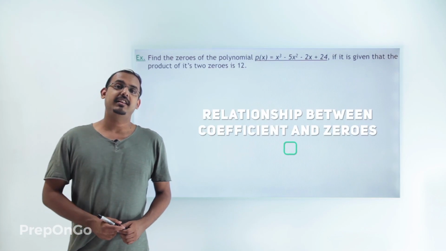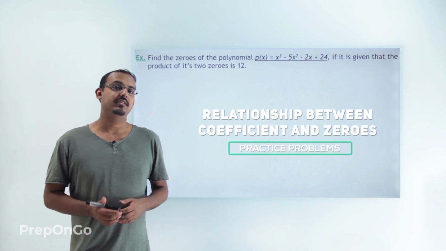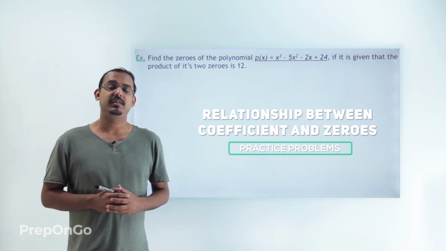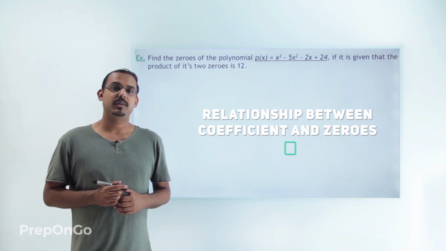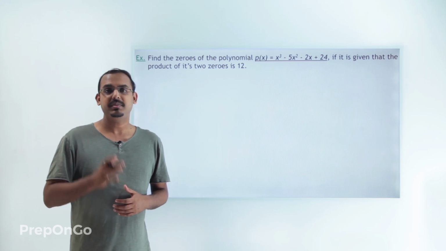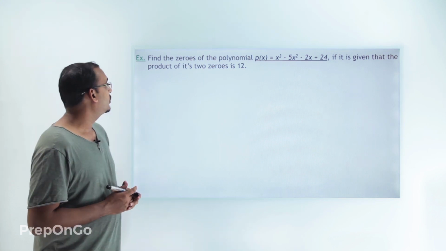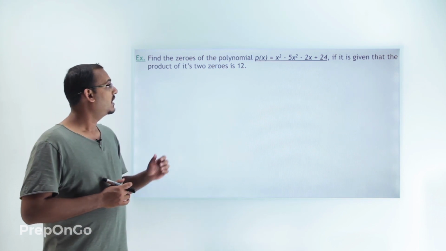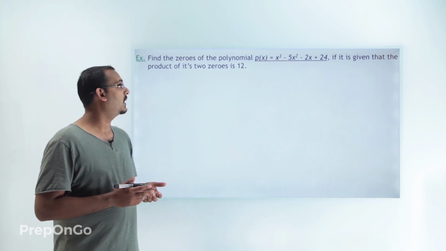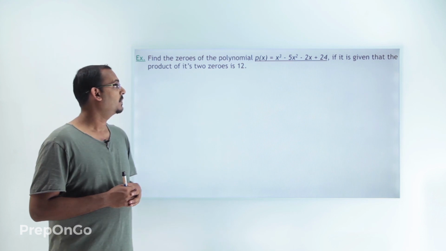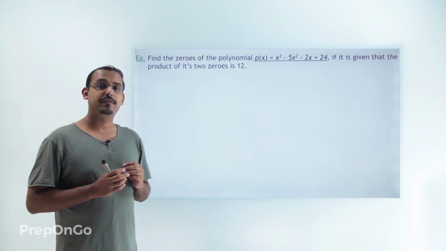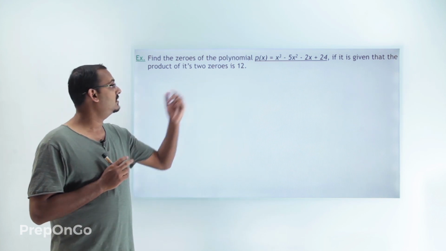So now that we have seen the relationship which exists between the coefficients of a polynomial and the zeros of the same polynomial, let's try and solve a couple of problems and understand that relationship a little better, right? So in this question, we have to find the zeros of the polynomial p(x), which is x cube minus 5x square minus 2x plus 24, right? And we have been given that the product of two of its zeros is 12.